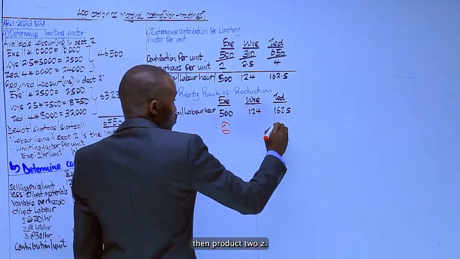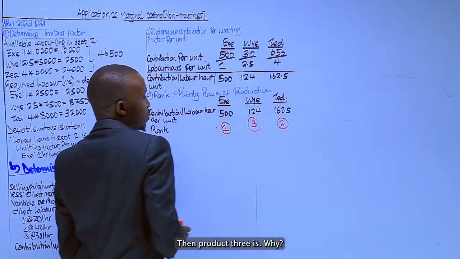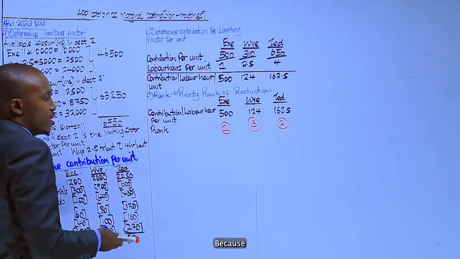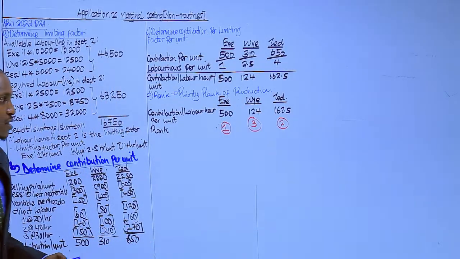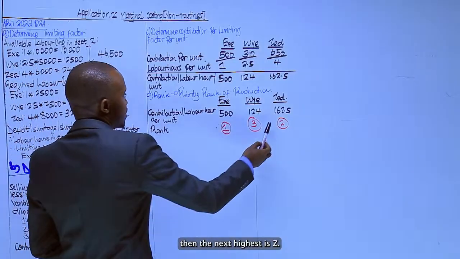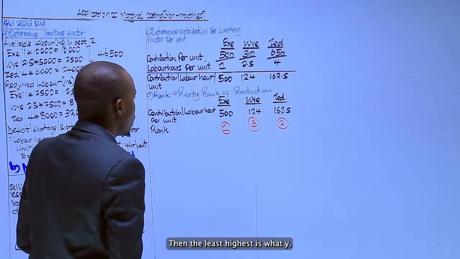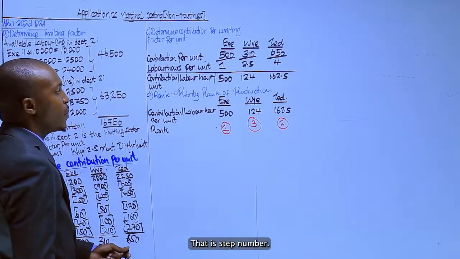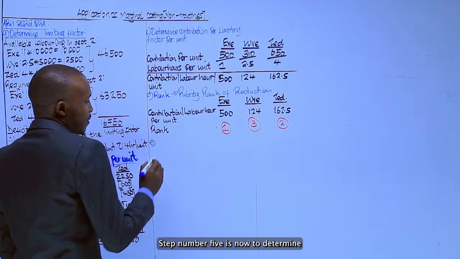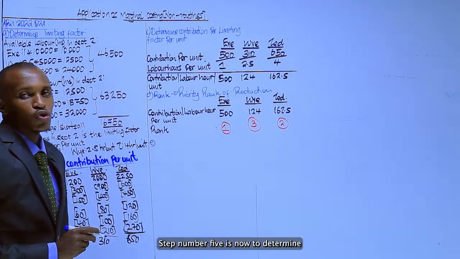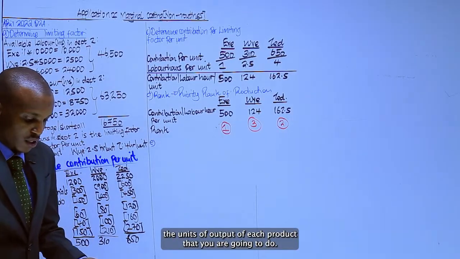Then product 2 is Z. Then product 3 is Y. Because the one with the highest contribution per limiting factor is X. Then the next highest is Z. Then the least highest is Y. That is step number 4. Step number 5 is now to determine the units of output of each product that you're going to produce.